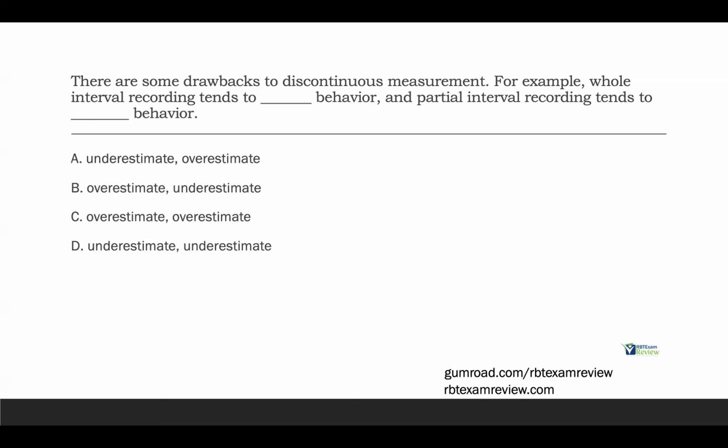Partial interval recording, on the other hand, if we had a 20-second interval, if that behavior happened for a single moment, 1 second, it would count as a full response, okay? Therefore, I'm overestimating. So whole interval recording tends to underestimate behavior and partial interval recording tends to overestimate behavior, okay? Go through that a few times if you don't understand. This is a good way to break down whole interval and partial interval in a more technical and logical sense.